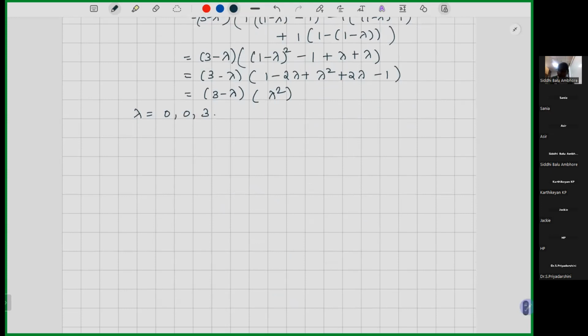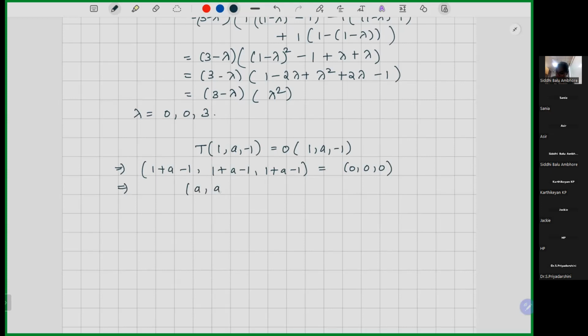So what I have is T of 1 comma a comma minus 1 is equal to 0 times (1 comma a comma minus 1). But what is T of 1 comma a comma minus 1? It is 1 plus a plus minus 1, 1 plus a minus 1, 1 plus a minus 1, which is a, a, a. So this gives a comma a comma a is equal to 0, 0, 0. So this implies what? A is 0. Any doubt?